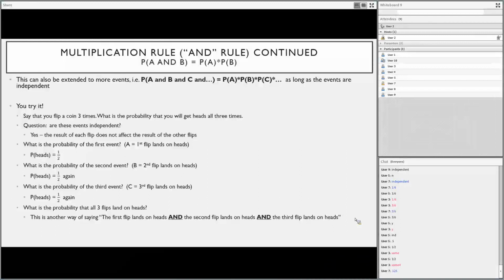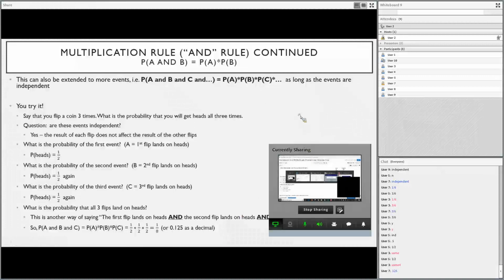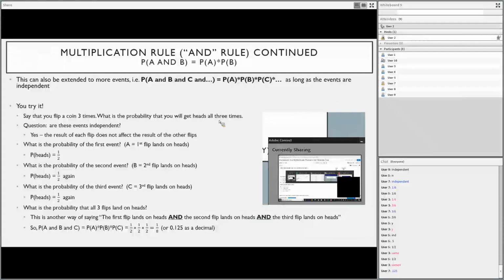So sometimes you have to extend the wording of the question to something that's maybe a little less natural for us to say in English, but is more intuitive for us to apply the formula. So the probability is just going to be the probability of the first times the probability of the second times the probability of the third. So in this case, it's half times half times half, which is 1/8 or 0.125 as a decimal. Okay? Sometimes the hardest part is actually interpreting the question and knowing when to apply the word and or when to apply the word or.